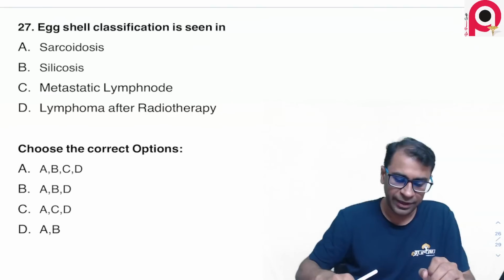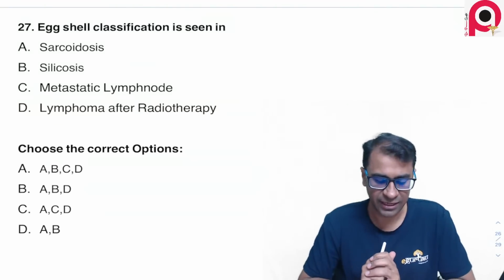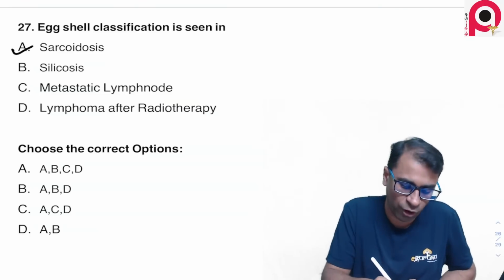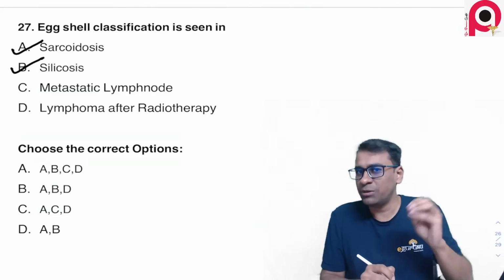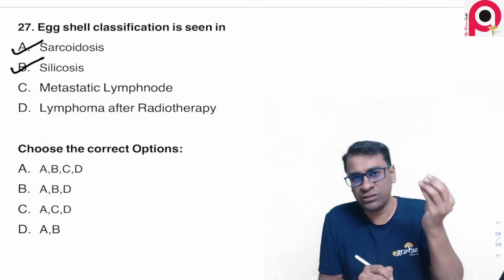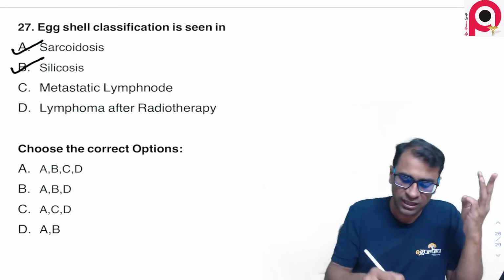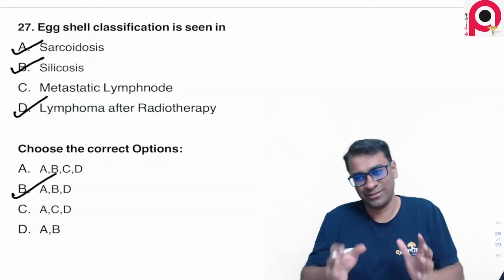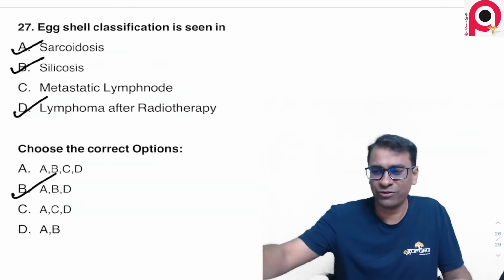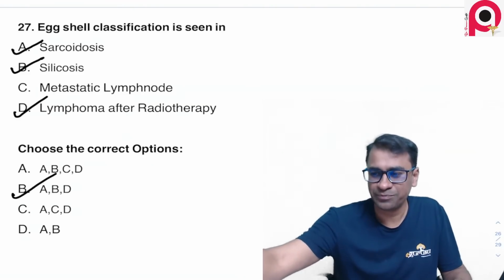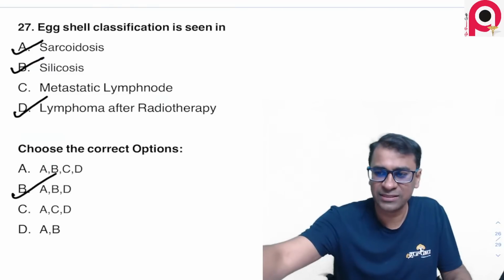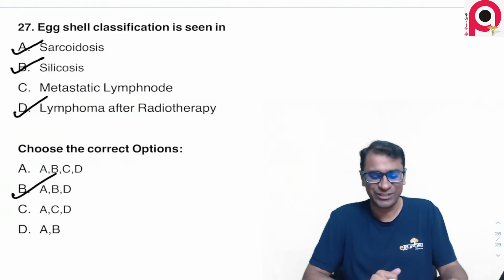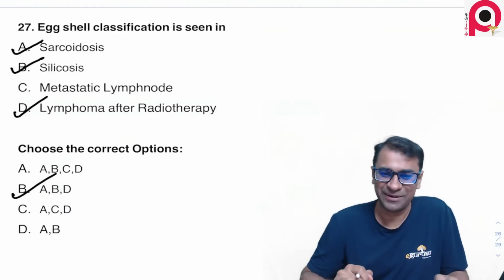Eggshell calcification is seen in, well, this is not exactly my question, but at least I teach you about sarcoidosis and silicosis, so at least A and B from my side. And if you have attended Dr. Rajat's class in radiology, then from his side, lymphoma after radiotherapy. So the answer is A, B and D. Since I talk about the first two, I have put it here. Otherwise I can say this is half taught by me and half from radiology, so the answer is A, B and D here.